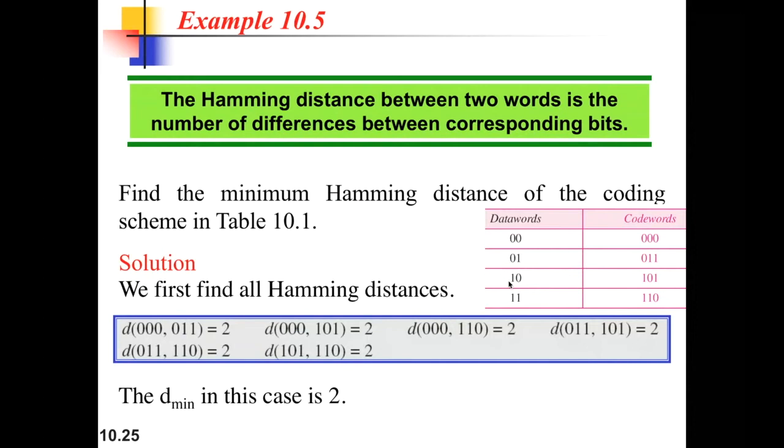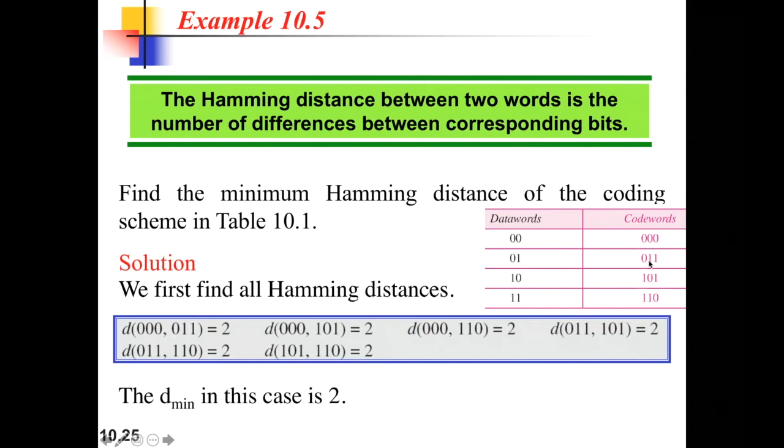Okay, now we are going to find the minimum Hamming distance. How do we do that? This is our coding scheme that we saw before. Now we want to find the minimum Hamming distance of this coding scheme. How do we do that? First of all, we start with the first code word and compare it with all the others: first with second, with third, and then with fourth. The turn of the first is finished.